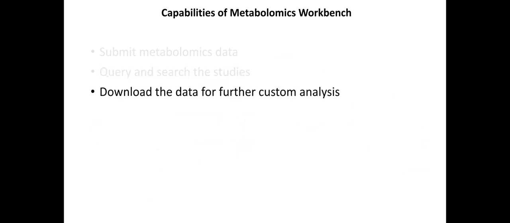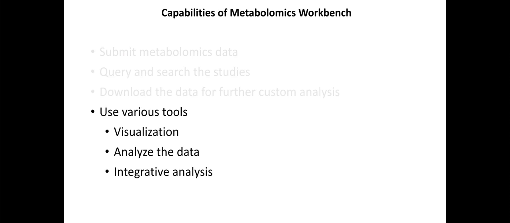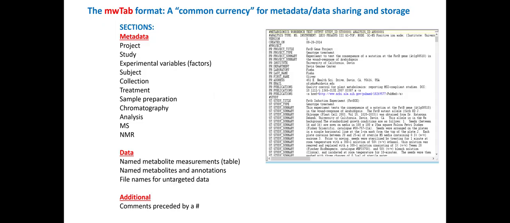Next slide, please. So I will briefly go over the capabilities of Metabolomics Workbench. For example, we can submit metabolomics data and then query and search across the studies based on certain keywords corresponding to different types of attributes, and then be able to download the data for further custom analysis. And then, of course, use various tools on the website itself, for example, for visualization, analyzing the data, and other types of integrative analysis. Next slide, please.